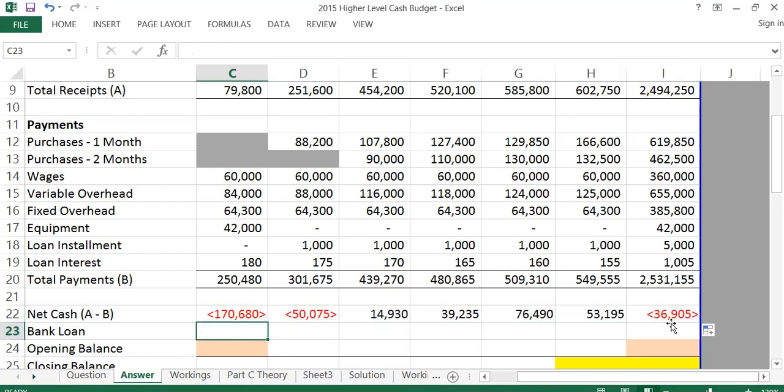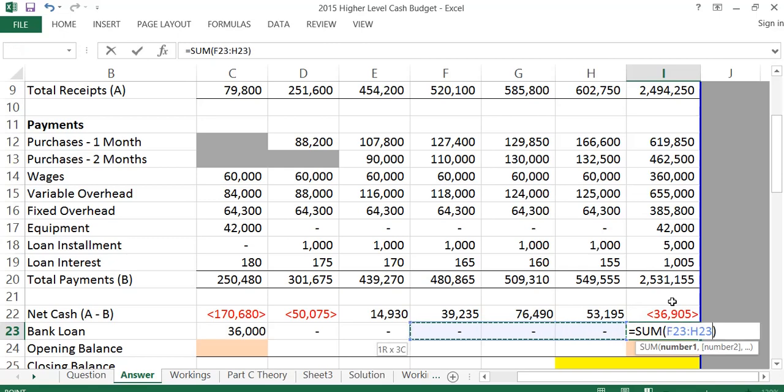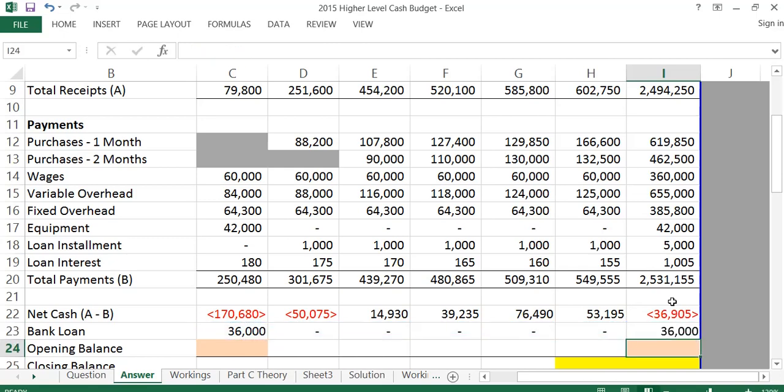The next thing I'm going to have to do is to put in my bank loan, because that would increase the amount of cash I had. So the bank loan I got in July, and the amount of the loan was 36,000. I didn't get any other loans, so here my total, if I add across, will be 36,000. My opening balance. In this question, the company was only set up on the 1st of July, so there is no opening balance here in the first column, and whatever goes in the first column also goes in the total column, so that again will be 0.